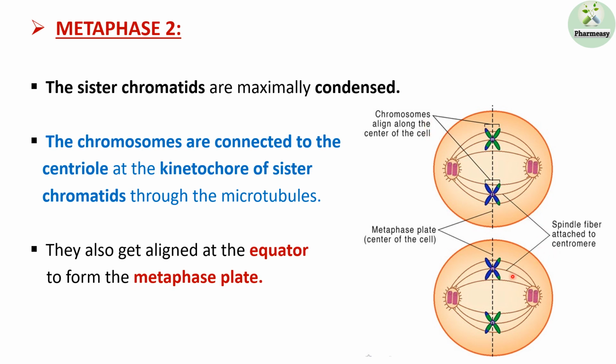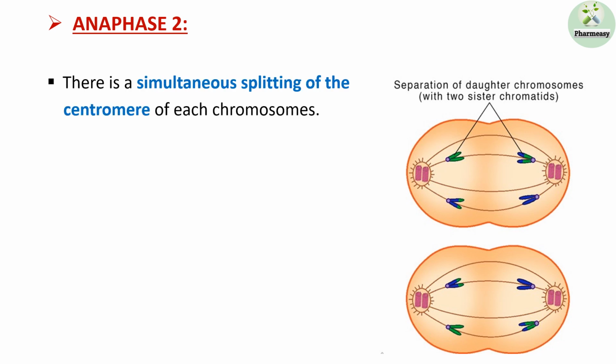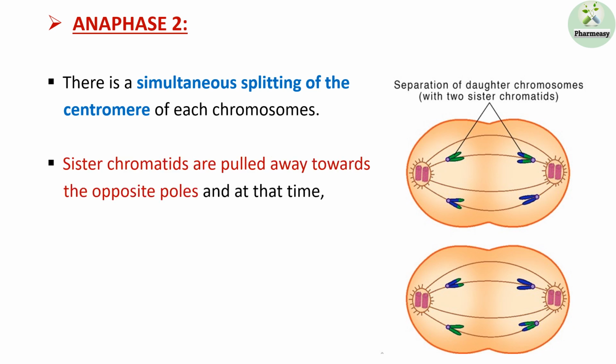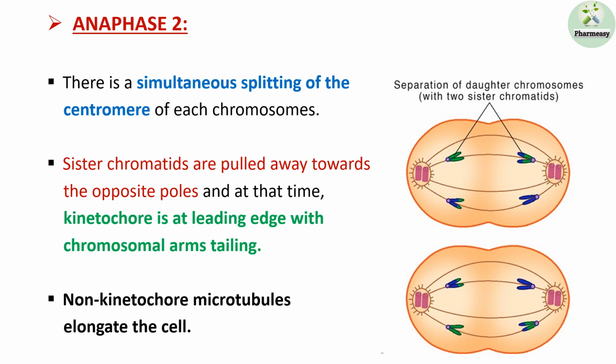Third phase of meiosis 2 is anaphase 2. There is a simultaneous splitting of the centromere of each chromosome. Sister chromatids are pulled away towards the opposite poles, and at the same time kinetochore is at leading edge with chromosomal arms tailing. And non-kinetochore microtubules promote the elongation of cell. This diagram shows the separation of daughter chromosomes.